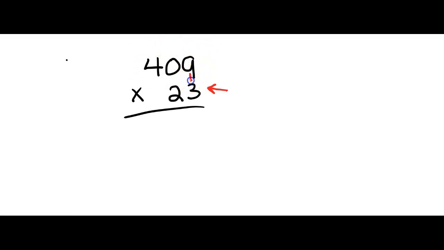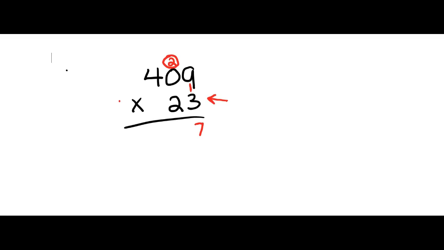So I'm going to do 3 times 9. 3 times 9 is 27. I'm going to put down my 7 and carry my 2 to the tens column and circle it so I don't forget about it. Now, here's where it gets a little bit different than if you were multiplying just with regular whole numbers. Now I'm going to move over and do 3 times the tens column, which is 3 times 0. 3 times 0 is 0. Anything times 0 is 0. So I'm going to do 3 times 0 is 0 and add in my 2, just like we worked on before. 0 plus 2 is 2.